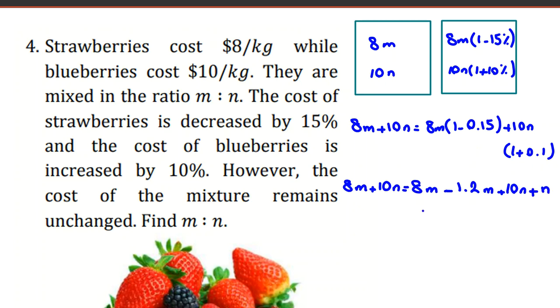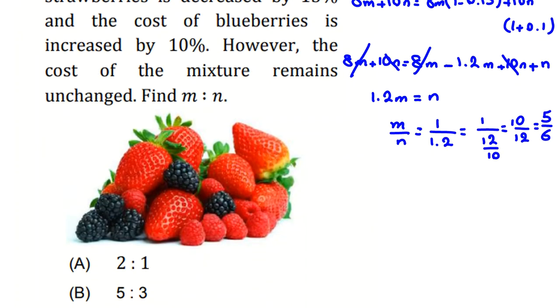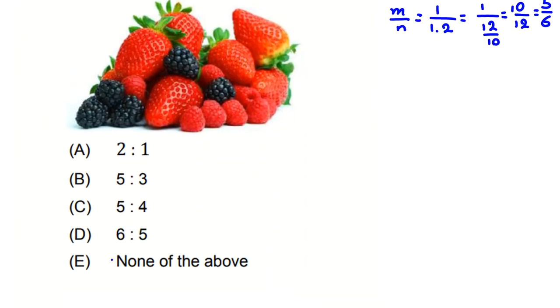So 8m will be cancelled, 10n will be cancelled. We take 1.2m here and n here. Now m over n will be 1 over 1.2. 1 over 1.2 is 10 over 12. If we divide by 2, it is 5 over 6. So the ratio is 5 over 6. We don't have 5 over 6 among the options, so the answer is E.